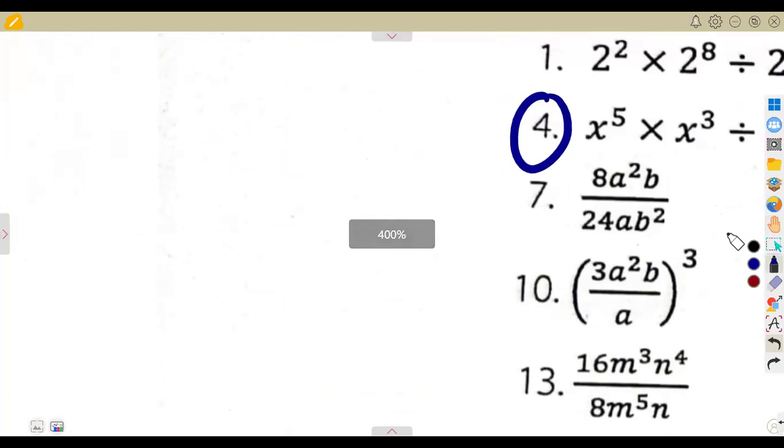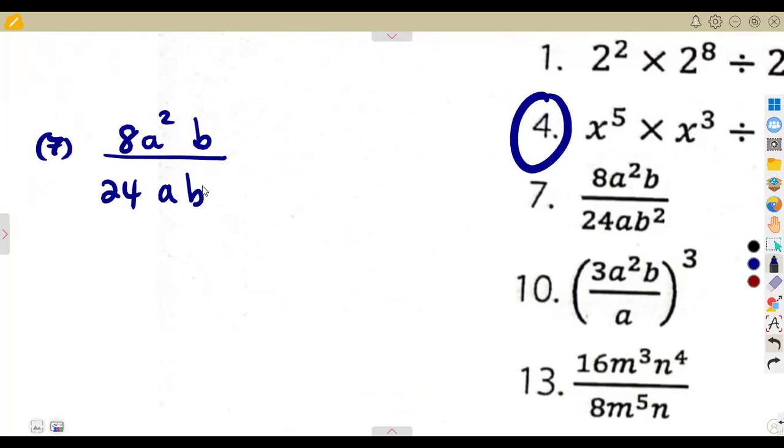On number 7, we are simply to apply the laws that are direct. 8a to the exponent of 2b, everything over 24a, b to the exponent of 2. So there we can simply apply our laws direct. And sometimes the laws, they are not even applicable sometimes. Like in this case, we can simply divide. The 8 and the 8 is common. 8 into a, that is 1. 8 into 24, that is 3. Here, it's a, it's 1, which is a into a, that is a 1. A into a squared. How many a's are we having here? There are 2. So if we cancel 1a, how many a's are we going to remain with? We're going to remain with 1a.